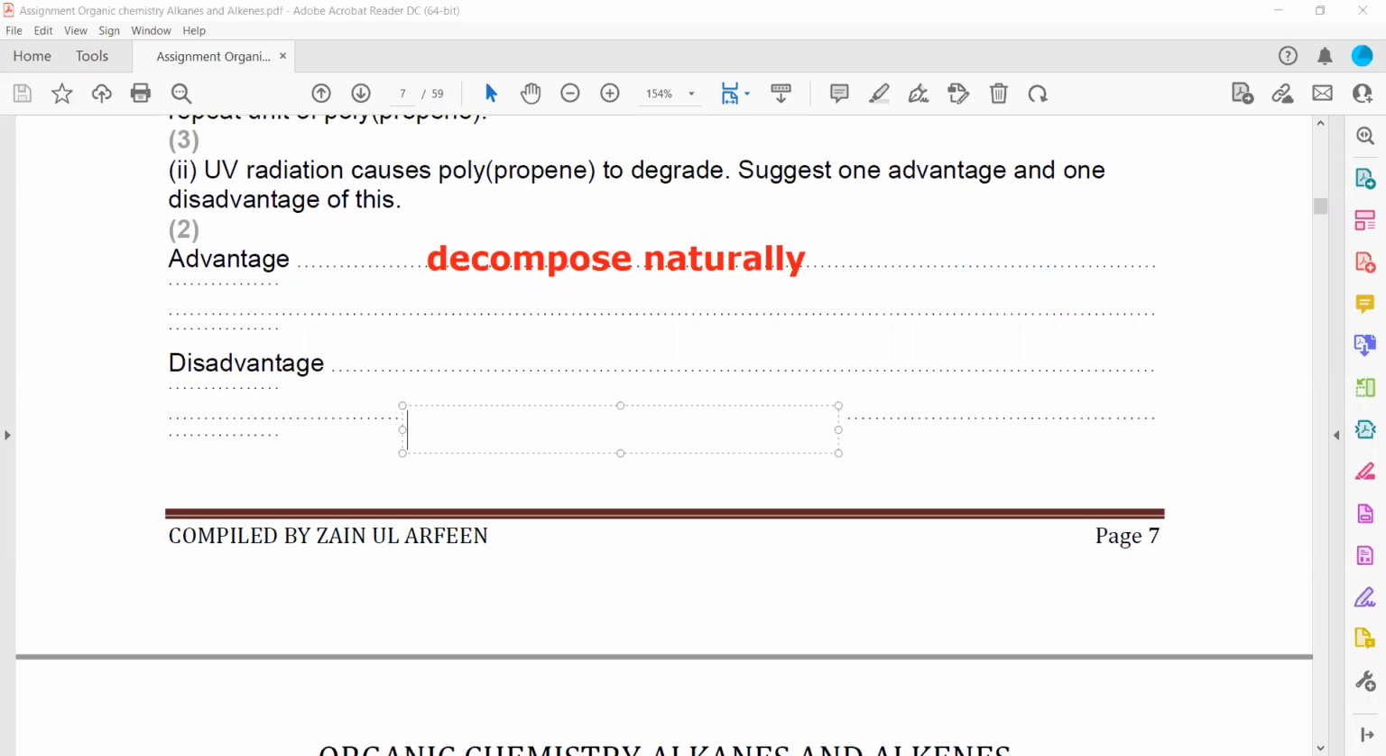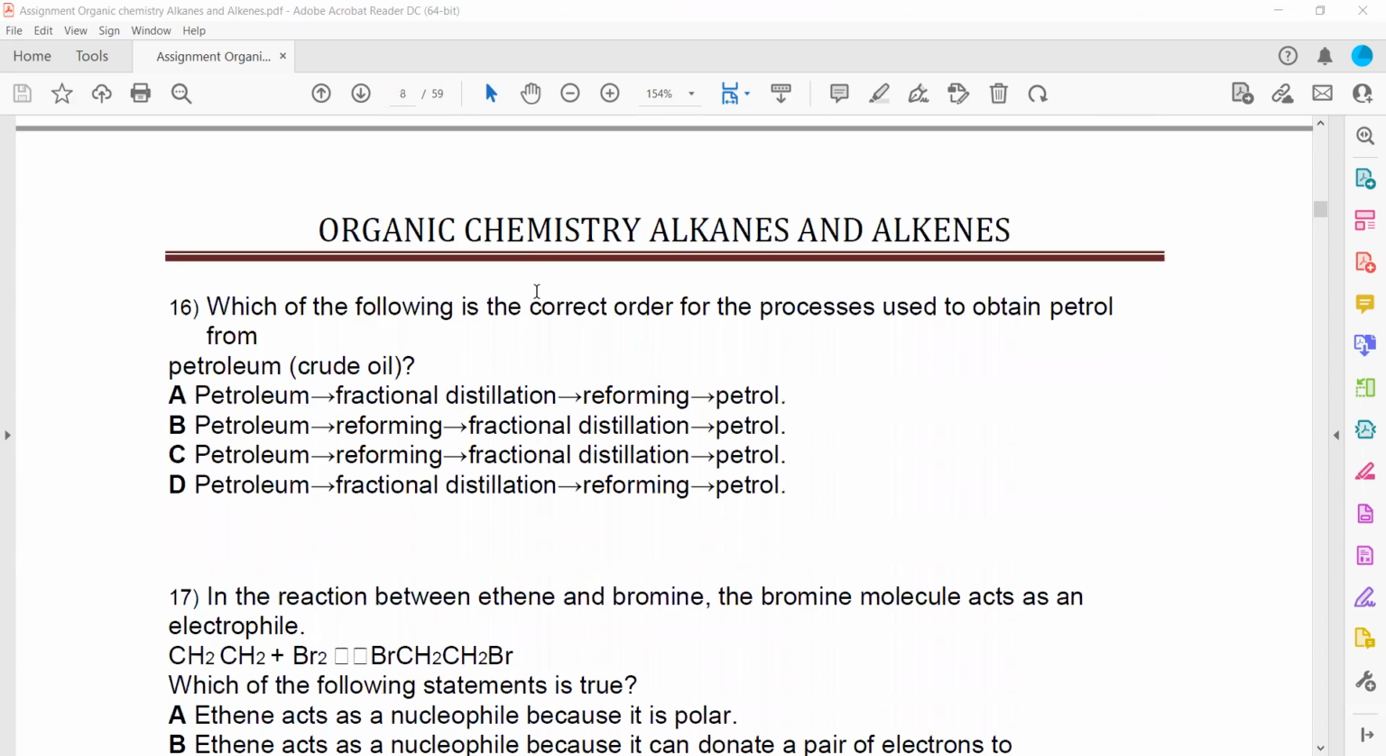So it does not take up space in a landfill. But the disadvantage, we cannot use it outdoors. As I mentioned, if it is exposed to UV radiation, it will start to degrade. So we cannot use it outdoors, or it cannot be recycled or cannot be reused, and it starts to decompose when it is exposed to bright light.